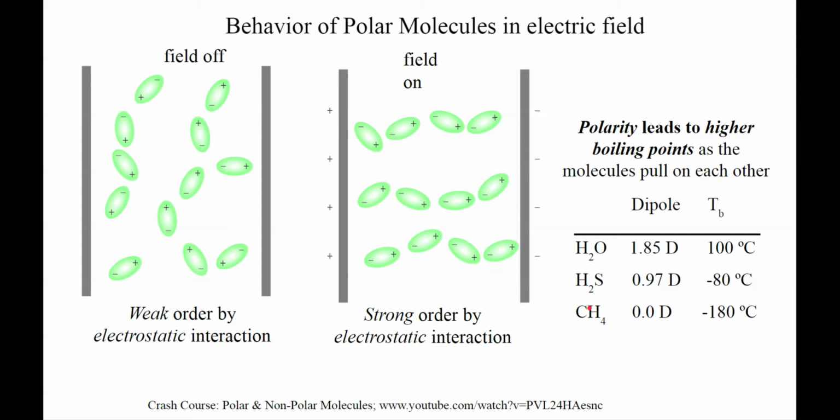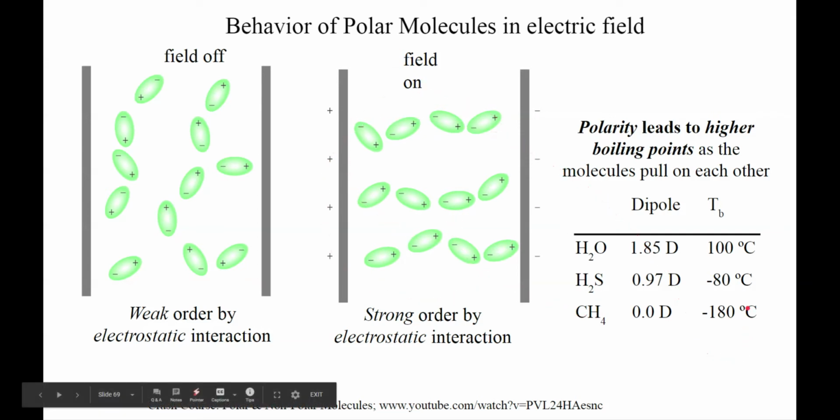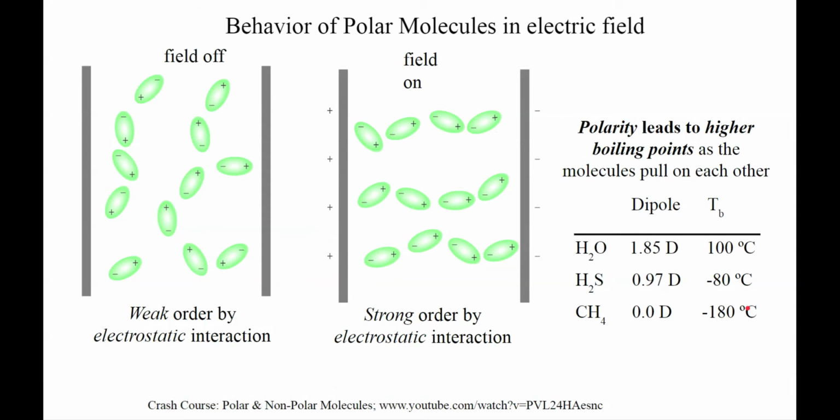Methane is completely nonpolar. So even though it's of a similar size, being nonpolar, not having any of these attractive forces, it boils at -180. So there's 280 degrees of difference, and it's all due to this concept of polarity.